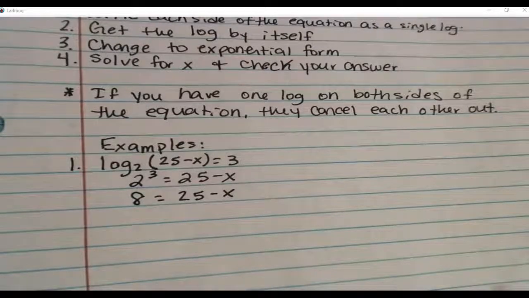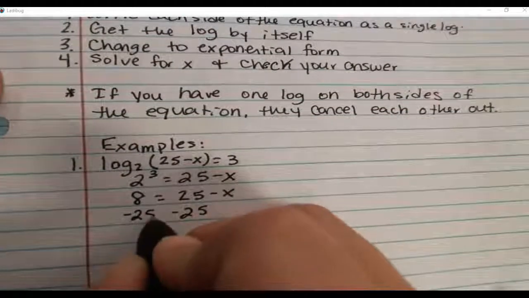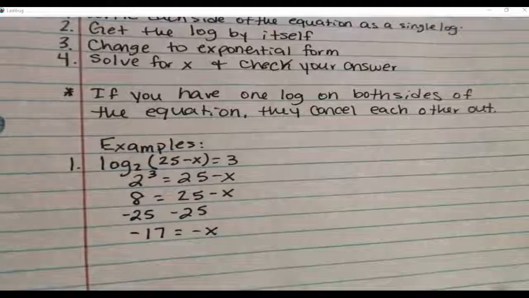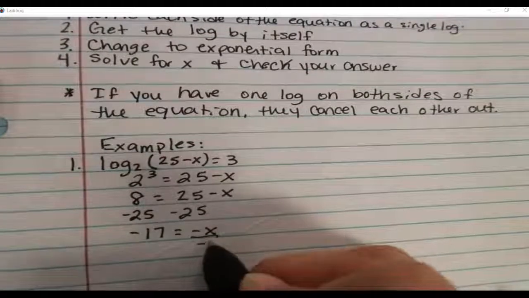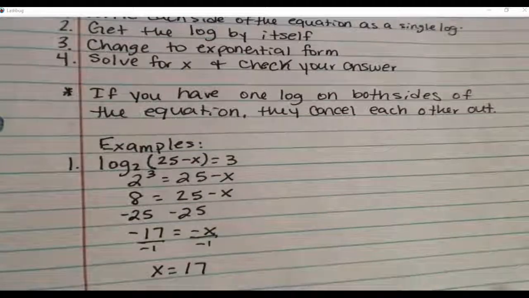Well, now it's just a regular old equation. So how do I solve it? Good. Subtract 25. So then we get negative 17 equals negative x. Then what? Good. Divide by negative 1. So x equals 17.